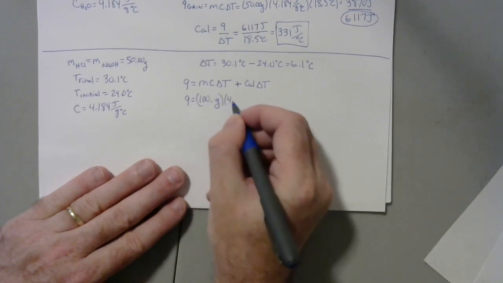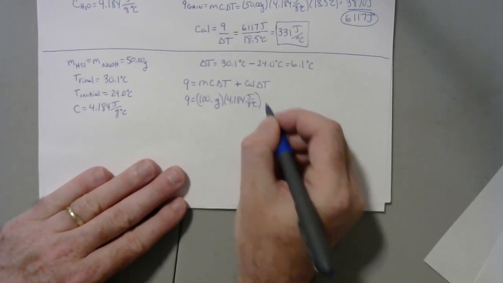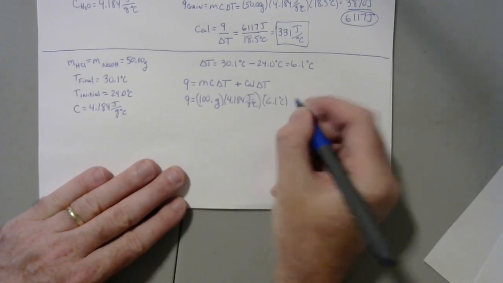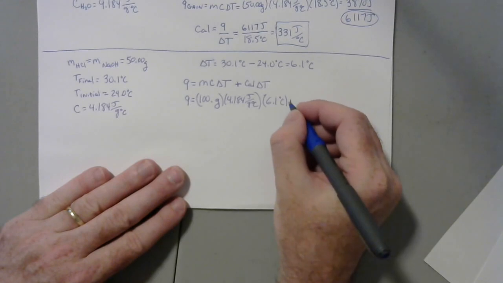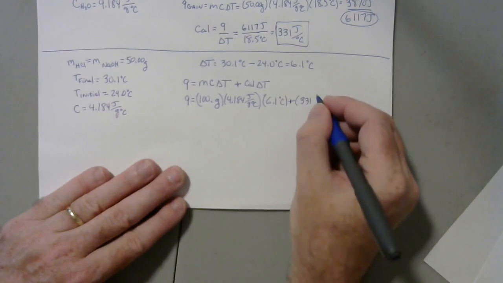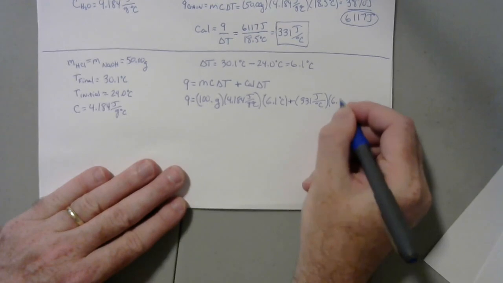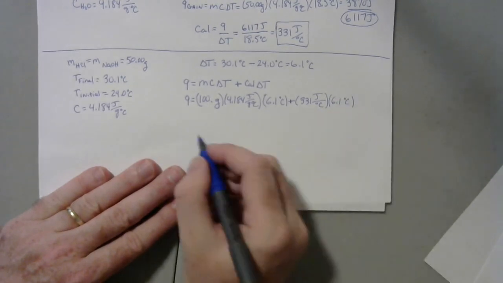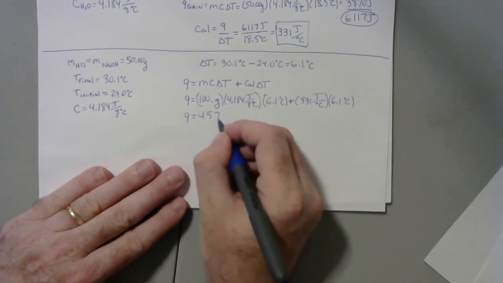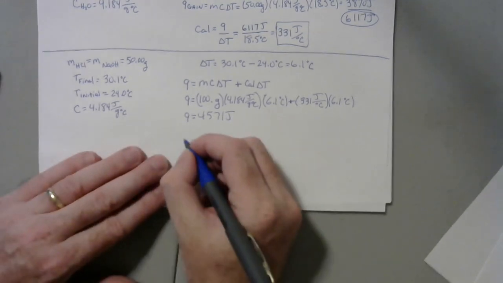Times specific heat 4.184 joules per gram degree Celsius times the change in temperature, 6.1 degrees Celsius, plus our calorimeter constant, 331 joules per degree Celsius, times our 6.1 degrees Celsius. So our Q then is 4,571 joules.